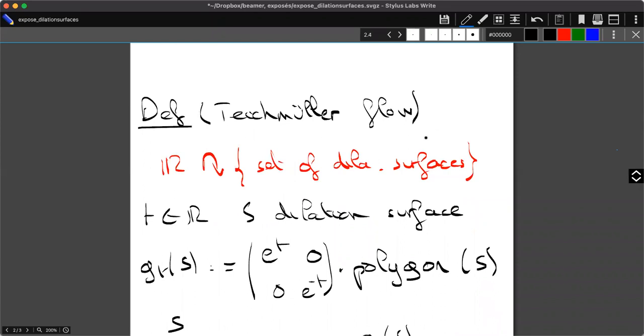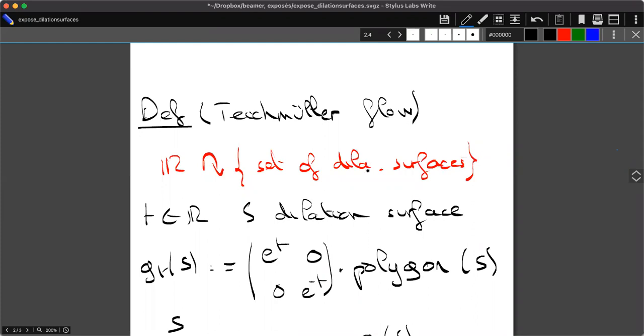So it's just a geometric way to encode the renormalization. And so how do we define the Teichmüller flow? That's something that's supposed to take a dilation surface, so a polygon of the plane that you've glued somehow, and to give you back another polygon.